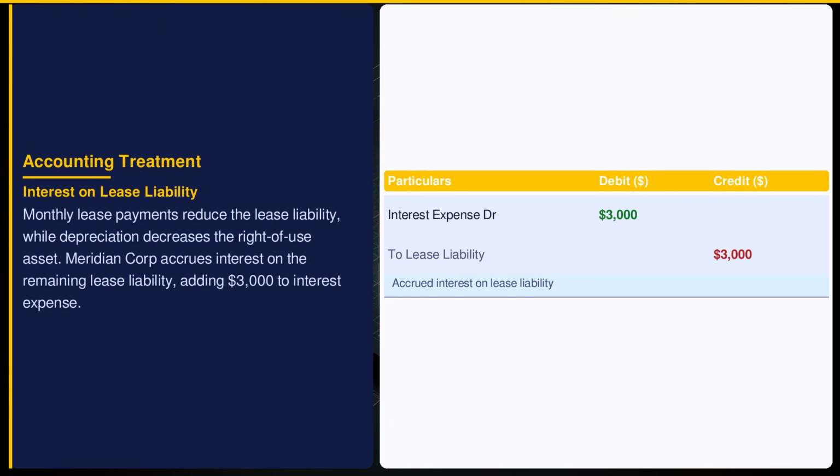Interest accrual on remaining lease liabilities reflects the cost of financing the lease arrangement. For Meridian Corporation, recognizing $3,000 in interest expense aligns with International Financial Reporting Standards guidelines, ensuring the financial impact of leasing extends beyond the initial asset and liability recognition. This maintains transparency about the cost of using leased assets over time.